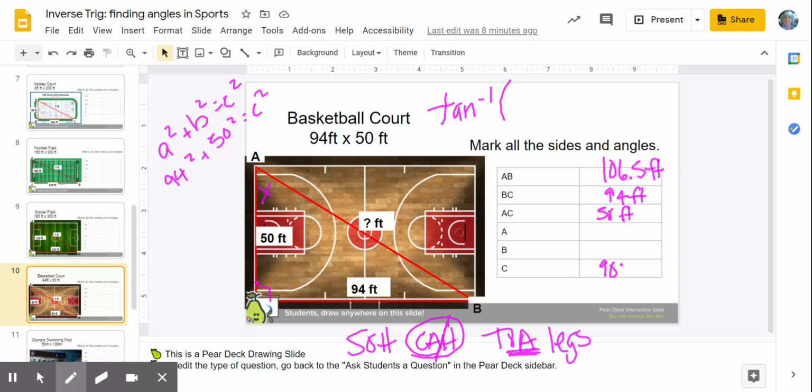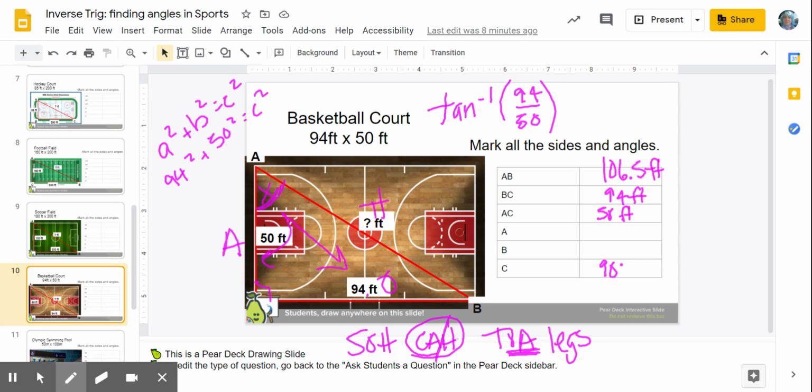Okay. So if we're going from A, then this is the O, and this is the A, and this is the H. So if we're going to do tangent from X, we've got to do 94 over 50. Notice that the 94 is the bigger number and it's on the top. So sometimes the bigger number is going to be on the top. You can't just always assume that the bigger number goes to the bottom.